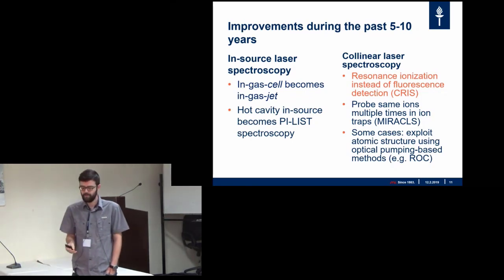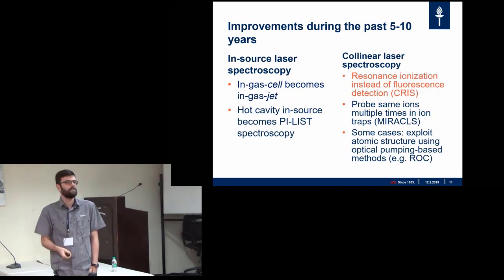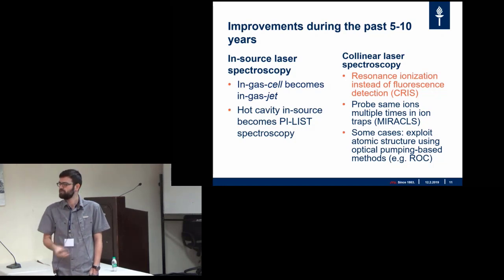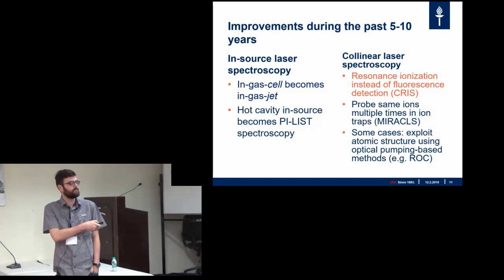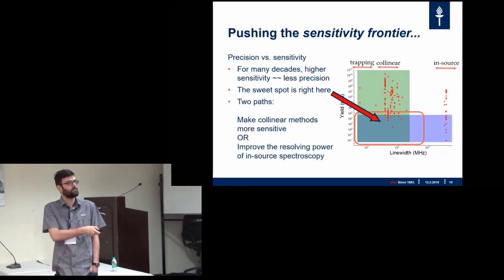And in the past 5 to 10 years, I would say, I just threw some words on the slides. For the nuclear physicist, you might recognize them. It's not too important. These are paths that we're taking, so this is what we would call in-source laser spectroscopy. This is a bit of an umbrella term for higher resolution methods.